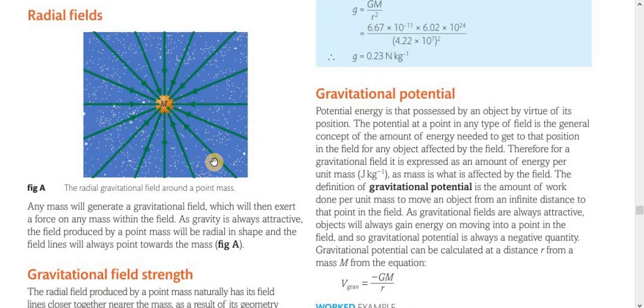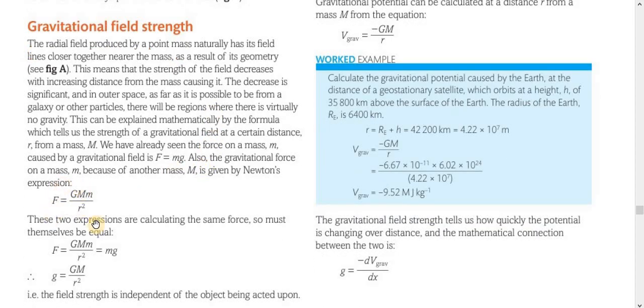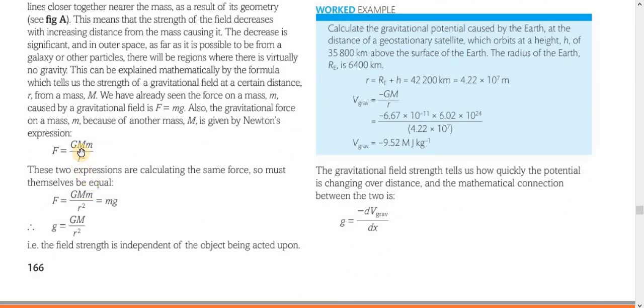Then the gravitational field strength g. We already learned this equation, F = GMm/r². F is the gravitational force, also called the weight. This capital M is used for the bigger mass. Small m is used for the smaller mass. For example, if it is the earth and a satellite, capital M is the mass of the earth, small m is the mass of the satellite, because the satellite is lighter or has a lesser mass than the earth.